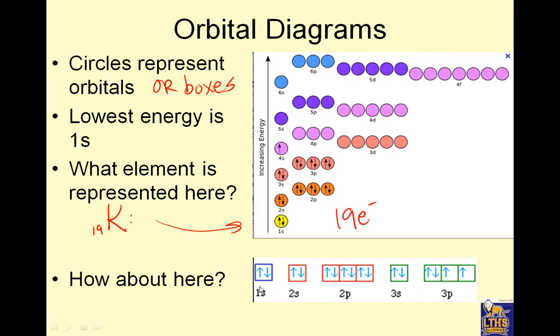All right. Now, how about here? Well, 2, 4, 6, 8, 10, 12, 14, 15, 16 electrons. What element has 16 electrons? Well, when it's an atom, sulfur has 16 protons, so it has to have 16 electrons.